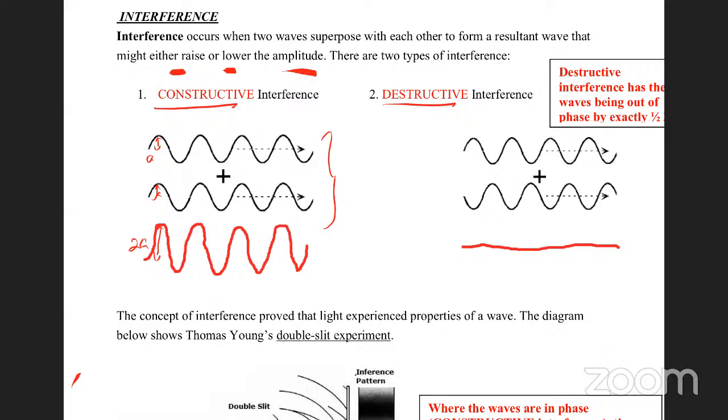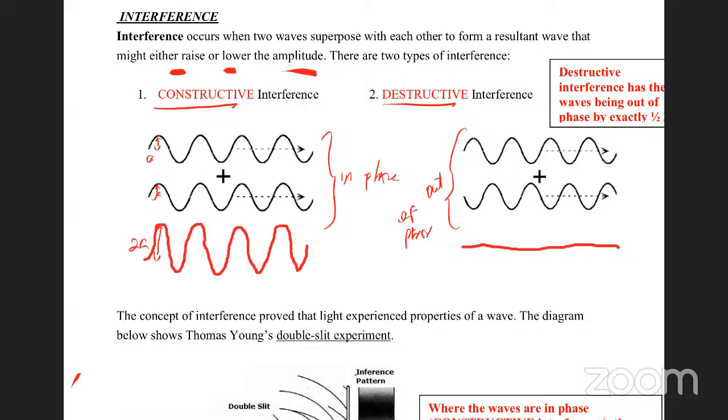In phase. Very good. So whenever you have two waves of equal amplitude in phase, you end up with constructive interference. Whenever you have two waves out of phase, you end up with destructive interference, which is like canceling out.